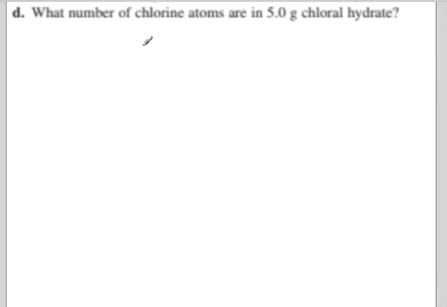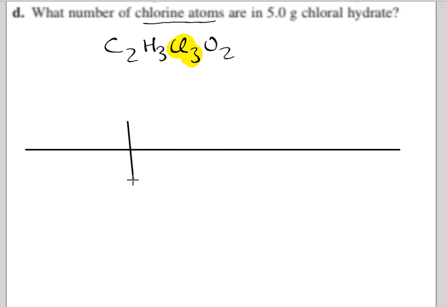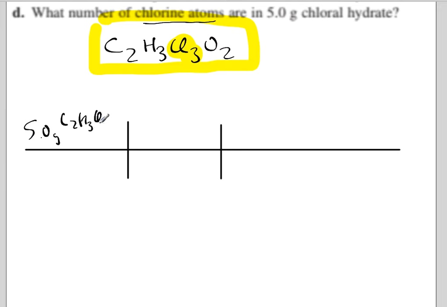That's part C. D, how many chlorine atoms are there? We talked about this in class. If I have C2H3Cl3O2, they're asking me to just identify a piece of it, not the whole thing. What you're going to do is go to Avogadro's number, and then you bust out the ratio, because one of these contains 3 Cl. So I'm going to go 5.0 grams of C2H3Cl3O2. Molar mass is 165.4 grams.